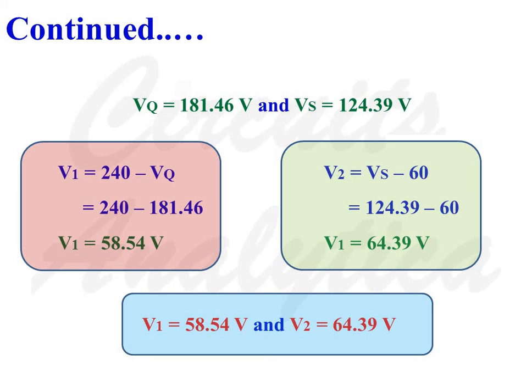Voltage drop across 12 ohm resistance is denoted as V2. V2 is equal to Vs minus 60. So we will get V2 is equal to 64.39 volt. So finally, V1 is equal to 58.54 volt and V2 is equal to 64.39 volt. Voltage drop across 3 ohms resistance is 58.54 volt and voltage drop across 12 ohm resistance is 64.39 volt.